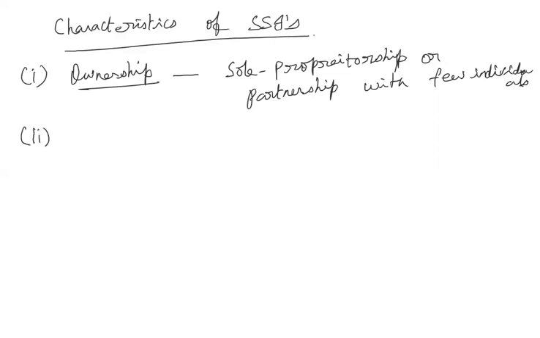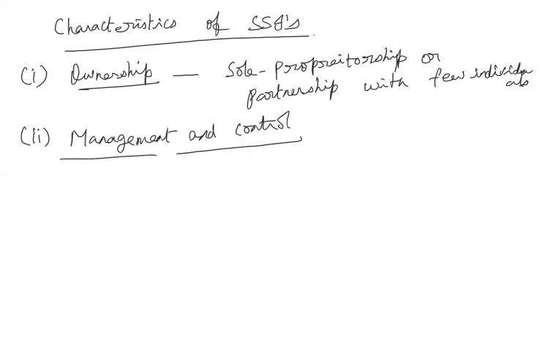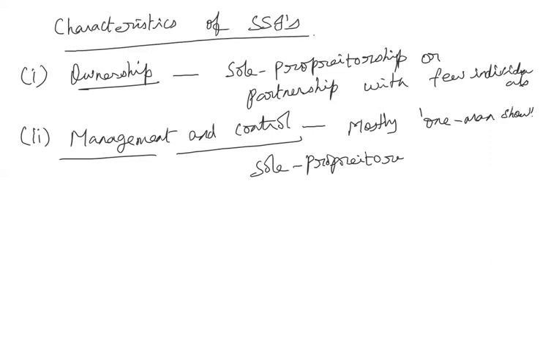Second, moving on to the management and control of small scale enterprises. Mostly, the small scale industry, you can call it a one-man show. Obviously, if it is a sole proprietorship, there is only a single owner. So definitely it is a one-man show. Everything is managed and controlled only by the sole proprietor.